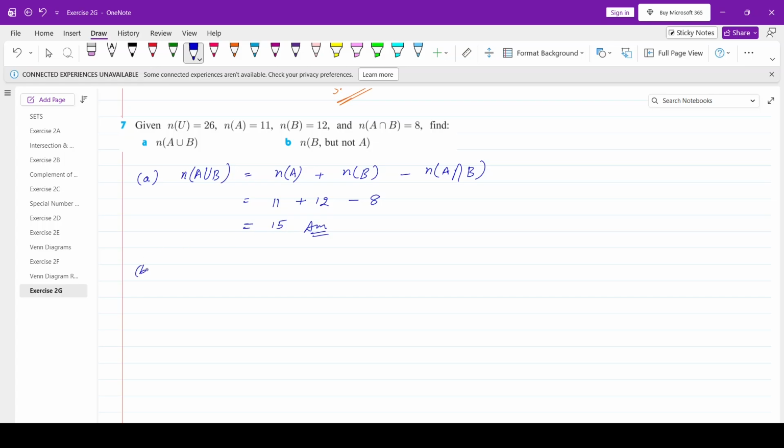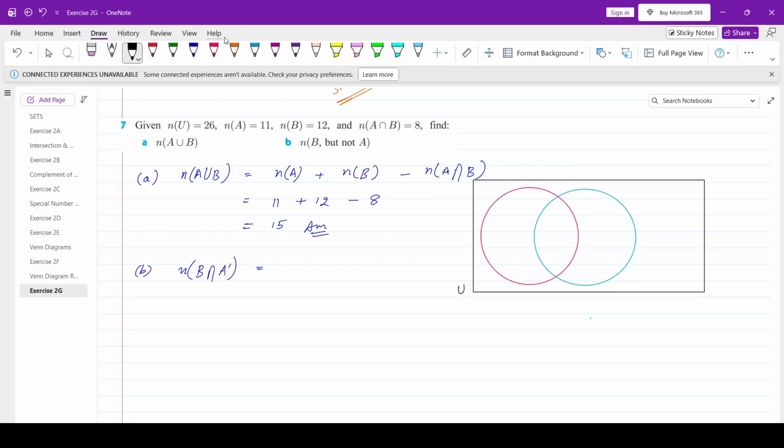The number of elements in B but not A. So for this, we need to draw a Venn diagram. So let's draw a Venn diagram. This is the universal set. This is set A. This is set B. Now we know that A intersection B is 8.